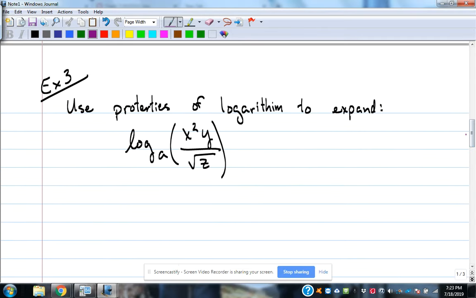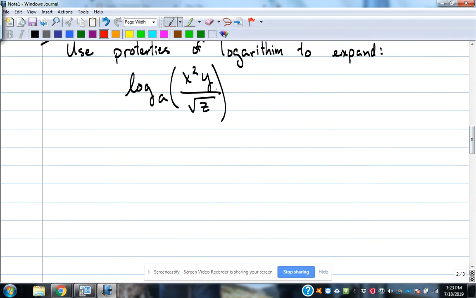Example 3, we use the properties of logarithms to expand this single logarithm into a sum or difference of logs. Remember the rules are that if it's multiplication, that is addition of logs, division becomes subtraction of logs, exponents become multiplication times logs. So let's take that and split this apart. So do this a step at a time.